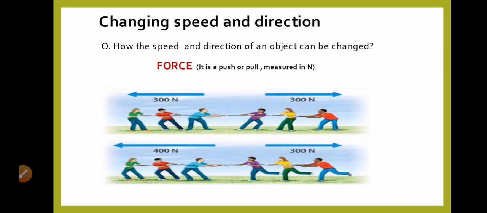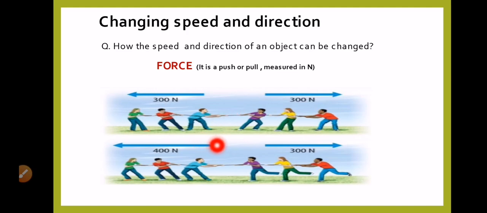Well, a force can change the speed and direction of an object. What is a force? Recall, force is a push or pull and it is measured in Newton. Have a look at these. Tug of war is there between the two teams. In the first case, both teams are applying forces that are equal in magnitude but opposite in direction. So both are balancing each other. As a result, there is no motion.